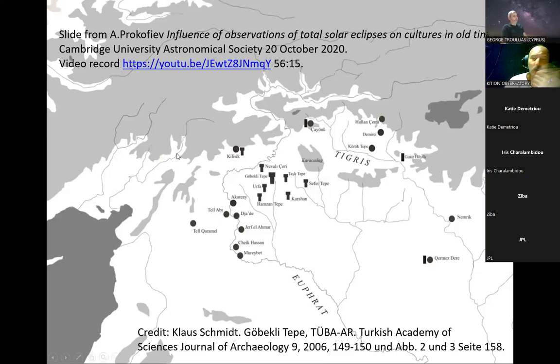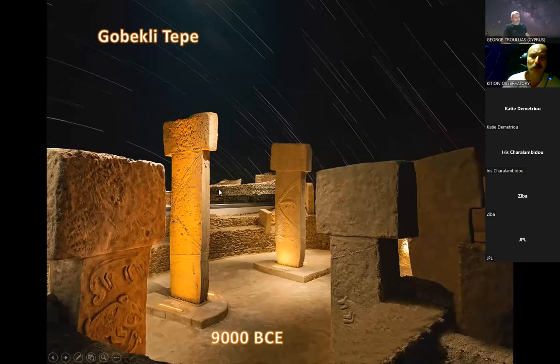This slide I took from another talk, which KITION PLANETARIUM OBSERVATORY gave at the Cambridge University Astronomical Society 2 years ago. This is a video record of it, and that's the moment when the slide appeared. So Klaus Schmidt was the archaeologist who discovered and excavated Göbekli Tepe, the culture of T-shaped stones. And it was found not only in one place, but within 150 kilometers around. So it should mean that many people in the Paleolithic period already developed this type of stones, the sculpture, they carved it, they covered it with some images. Let me show these images. It's incredible.